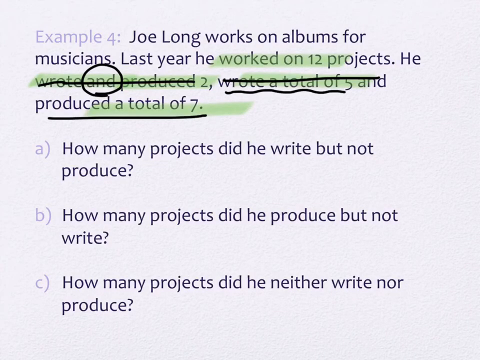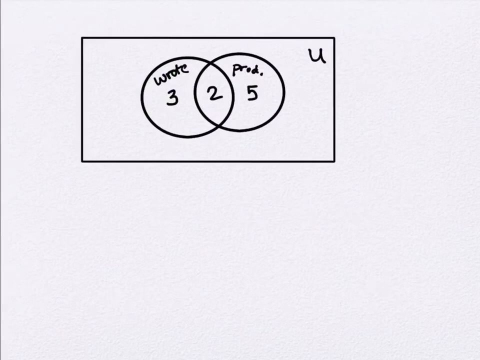So the only piece of information we haven't done then is the working on 12 projects. How many of our projects are accounted for already in this picture? 10. There's 10. Does everybody see 10? Add all the pieces. So how many am I missing? 2 projects. So he did something else on those projects. Maybe he edited. Maybe he actually was participant in the music, right? Maybe he sang or something, or he played an instrument. We don't know. But he did something else on those projects. And so we have our 2.